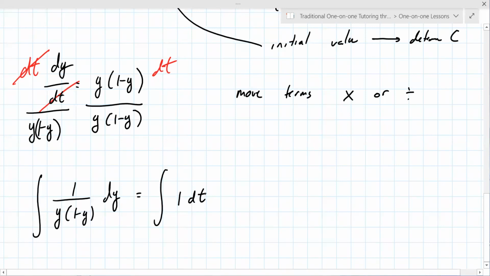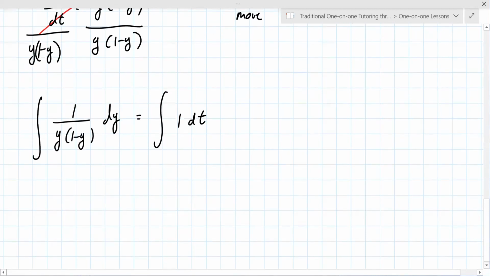Have you seen any of this before? A little bit, yeah. Okay. So the reason I chose this is I wanted us to do the partial fractions on the left here. The integral on the right is just power rule. It's just t. That's something you've seen before. But on the left here, this is partial fractions.